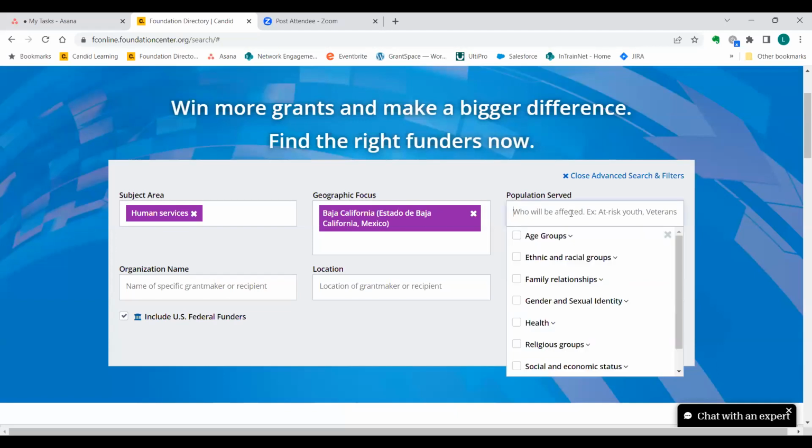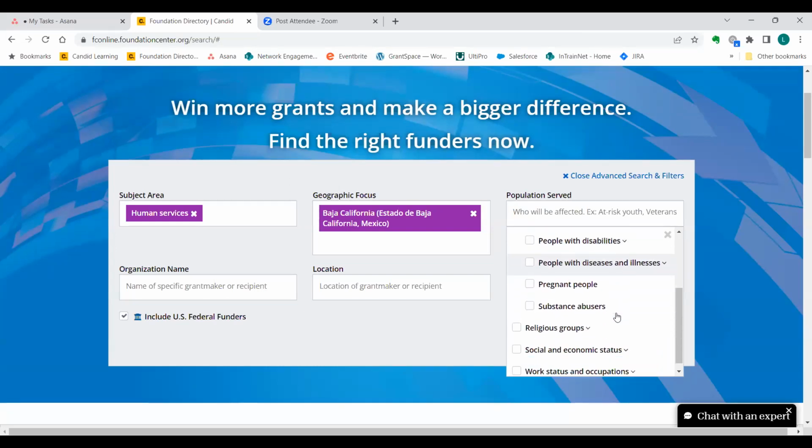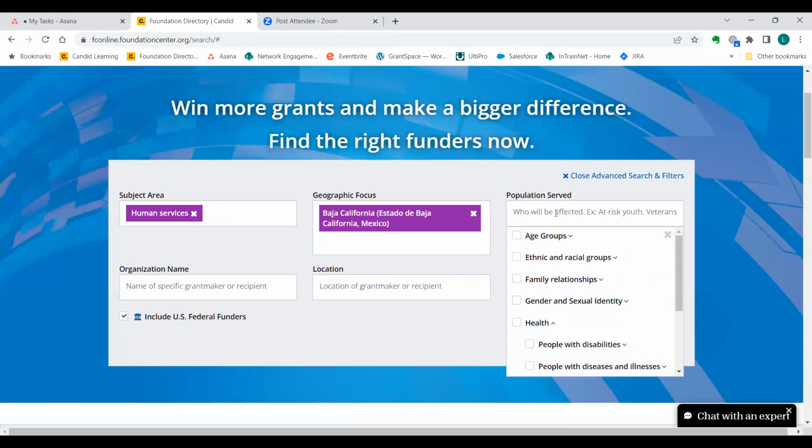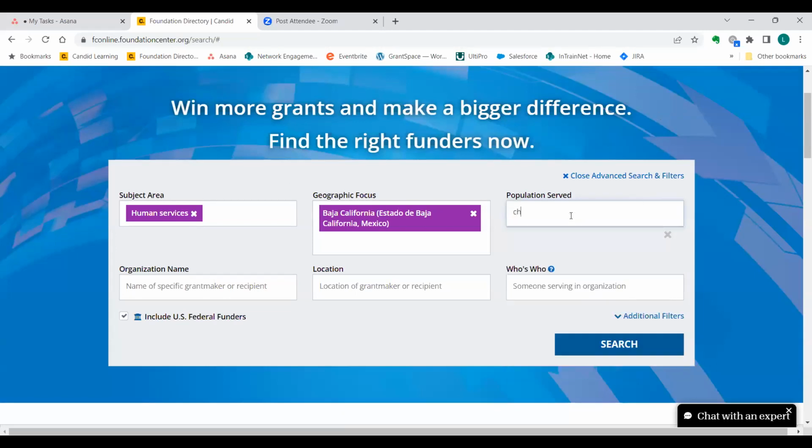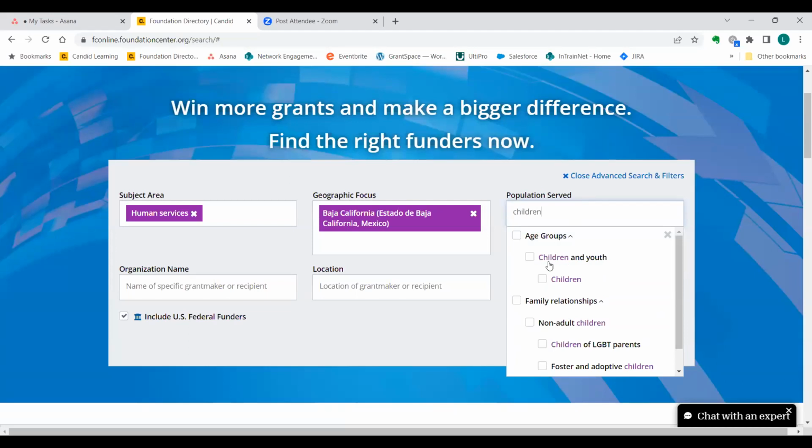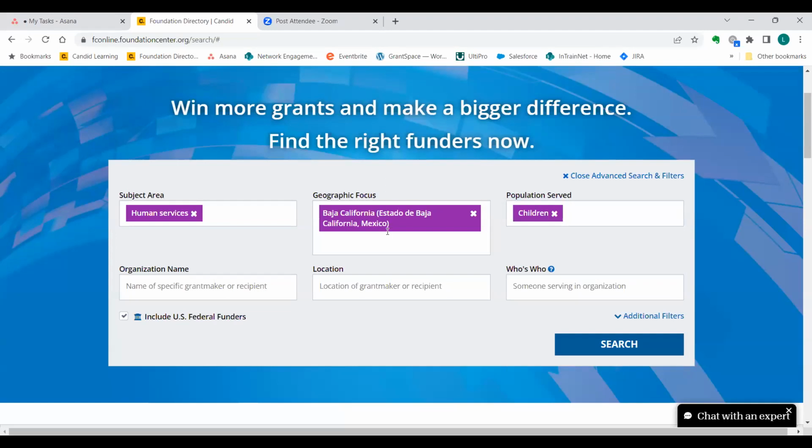And as I said, population served, you could narrow this down to age groups. You can narrow it down by ethnic groups. You can narrow it down to health, people with disabilities, say, or religious groups. Anything, and again, you can just either scroll through and look at the different subjects, or you can just start typing what you're looking for. So let's say we're doing children. We're providing human services for children in Baja California. So this is an example of a search. You're this organization, you're doing human services specifically for children in Baja California.